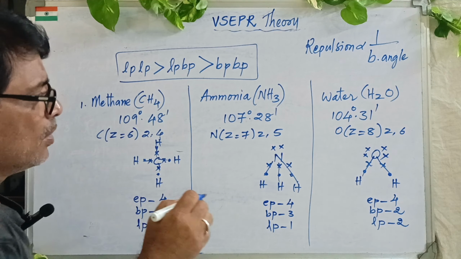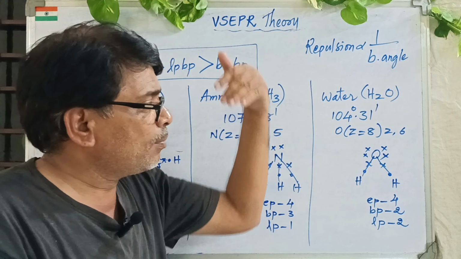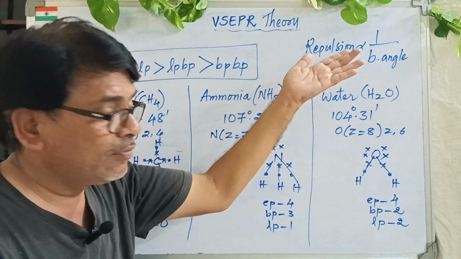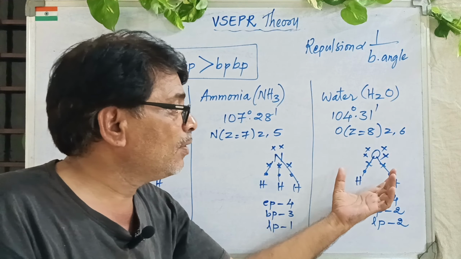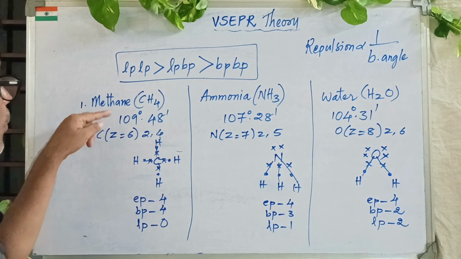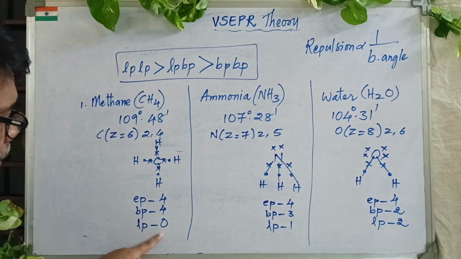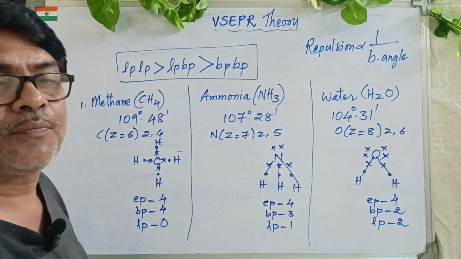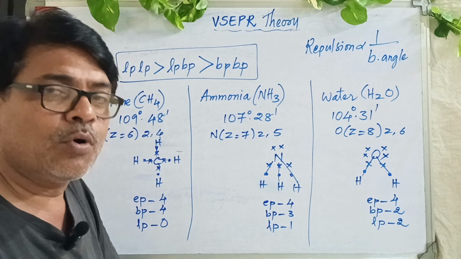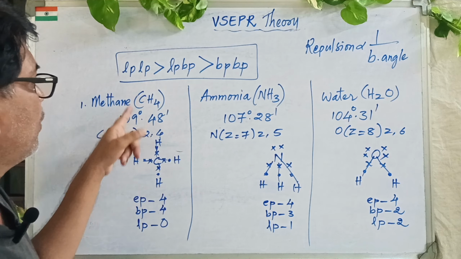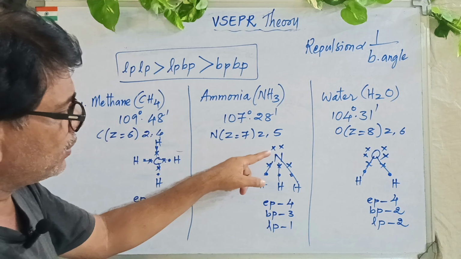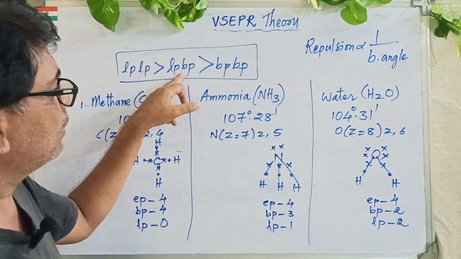repulsion. So if lone pairs are more, repulsion will be more between the lone pairs and the bond angle will be less. Here you don't find a lone pair, no lone pair at all in this case, so repulsion is less, bond angle is more, that's why it is 109, right? When you speak about this one, it has got 1 lone pair, so it comes under this category.